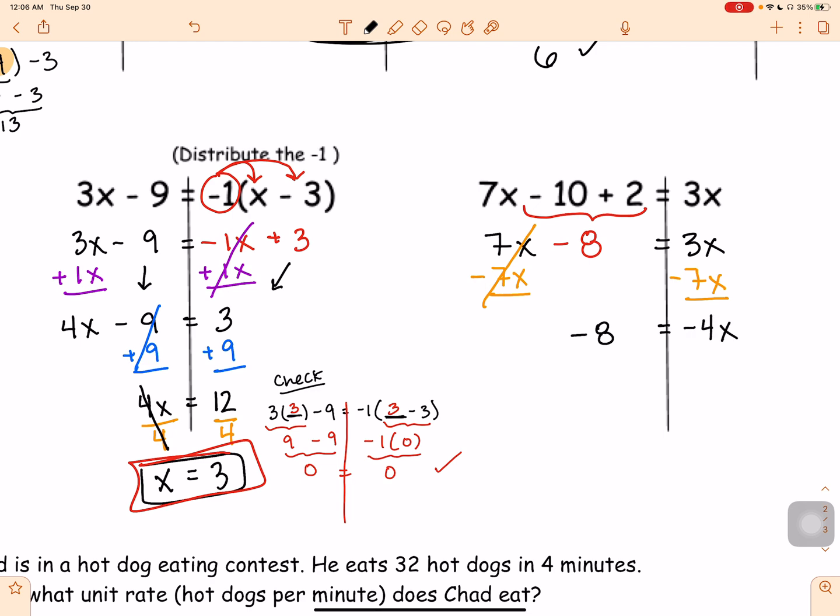Be careful with those negatives, guys. So if you are unsure, if you just want to double check and make sure you get the answer correct, please make sure to put this into your calculator, 3 minus 7. Do not put variables like x or anything like that into the calculator, just the coefficients, the numbers. So now we have negative 8 equals negative 4x.